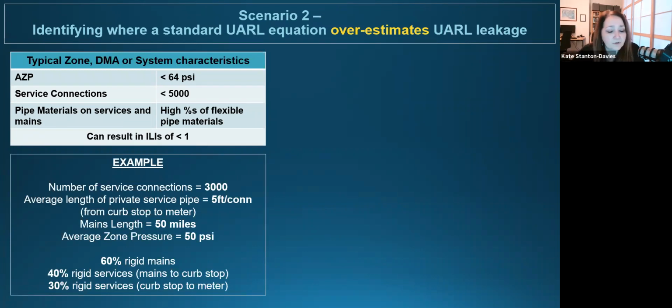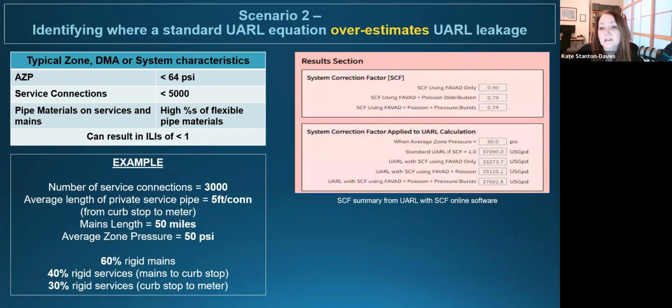In this example, we've got 3,000 service connections, average length of private service pipe, 5 foot per connection, with a mains length of 50 miles, an average zone pressure of 50 psi. In terms of mains and services, we have 60% rigid mains, 40% rigid services from the mains to the property line, and 30% rigid services from the property line to the meter.